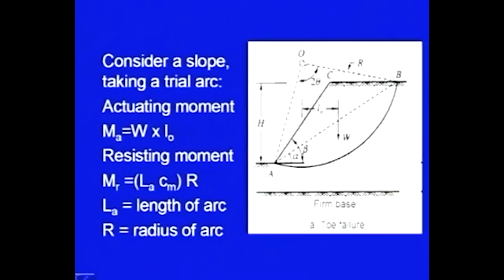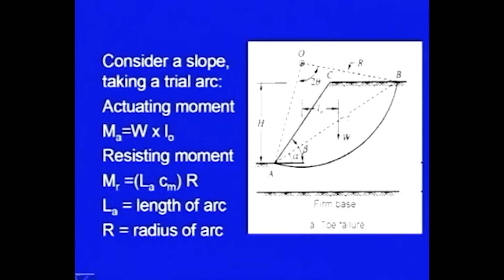This is the center O, and we have taken a trial circle AB. This is the circular surface, and the wedge which is trying to fail, which is trying to rotate, it is a rotational slide. The wedge which is trying to rotate is A, C, B and coming back to A. So, this is the wedge which is trying to fail along this circular surface.